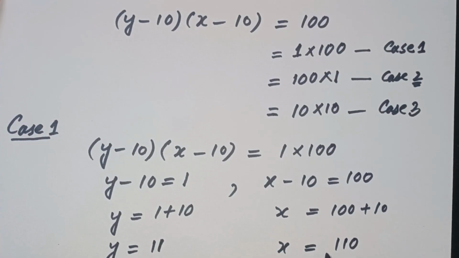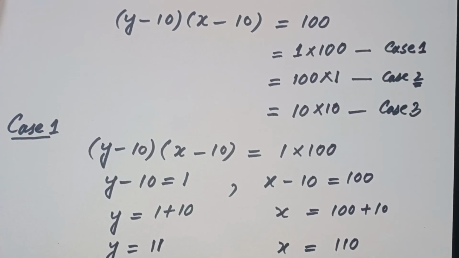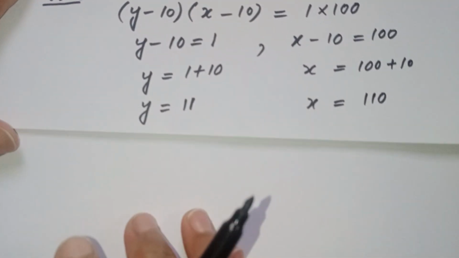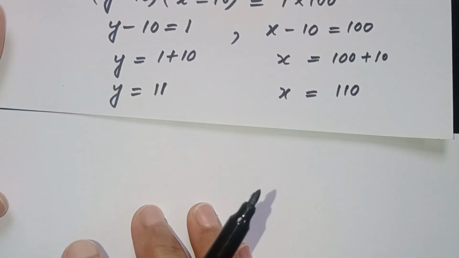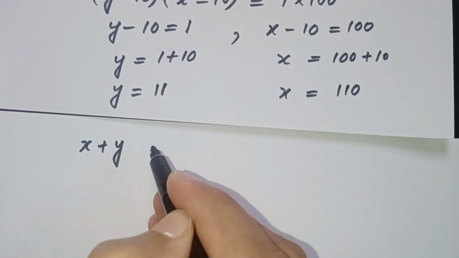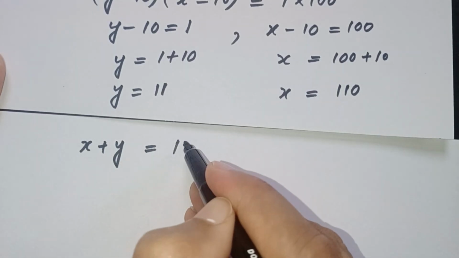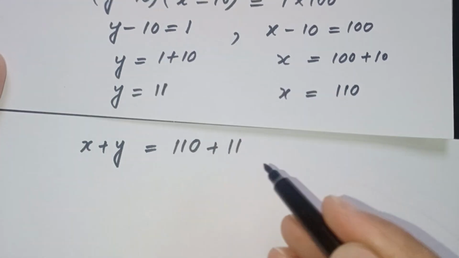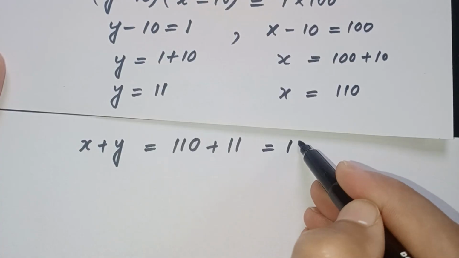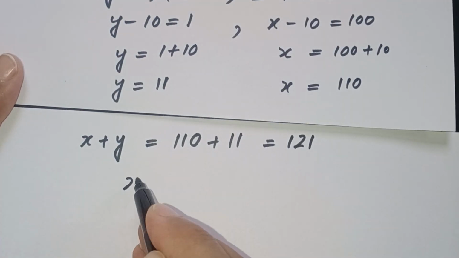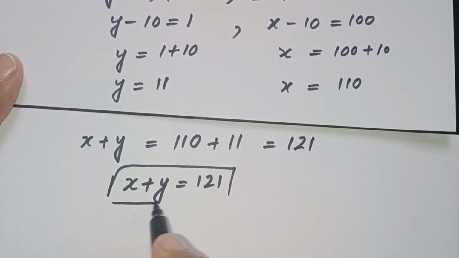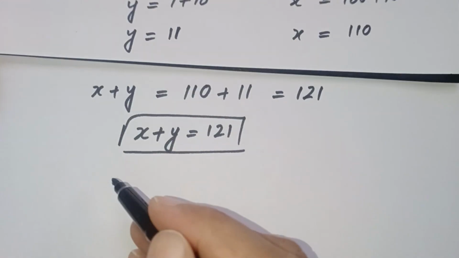Now we need to calculate x plus y. So by using these two values, we will calculate x plus y. So here x plus y is equal to 110 plus 11. It is equal to 121. So we have x plus y is equal to 121. So in the first case, we have calculated the value of x plus y, which is 121.